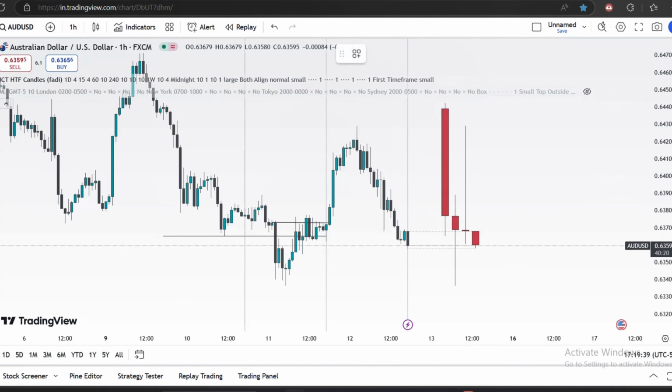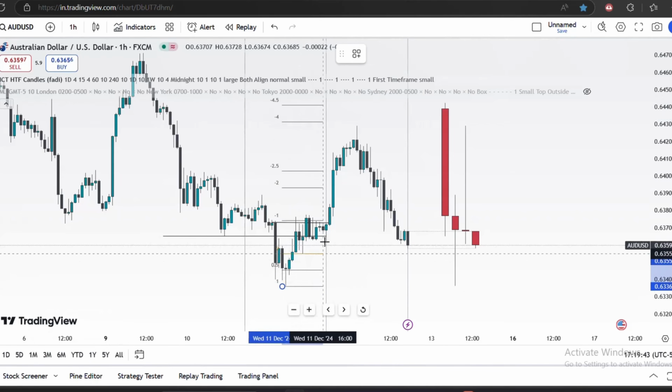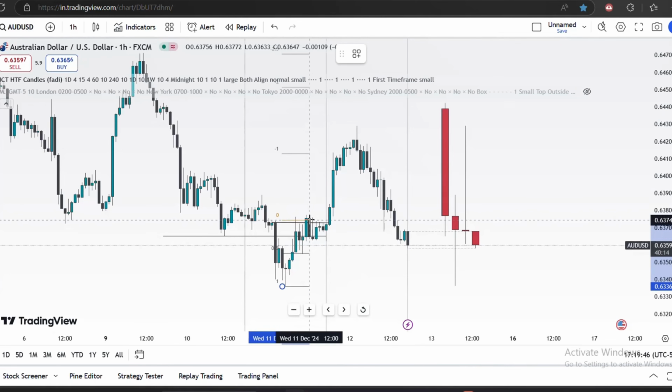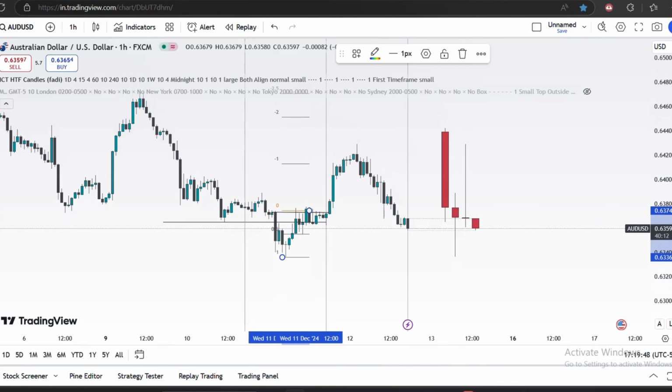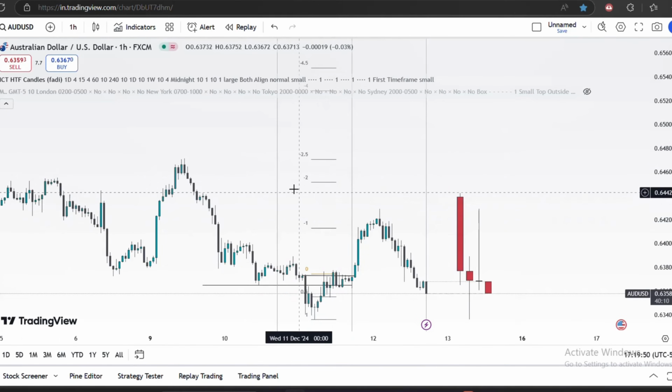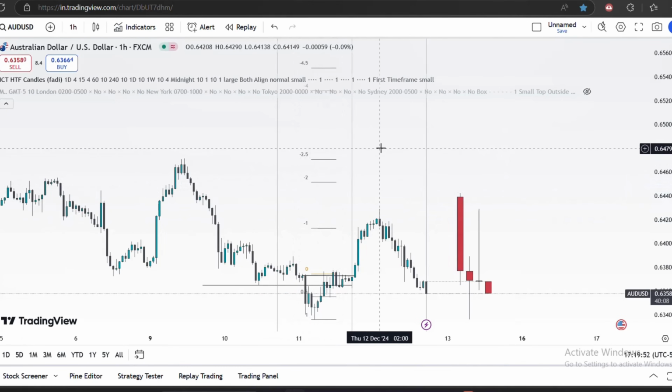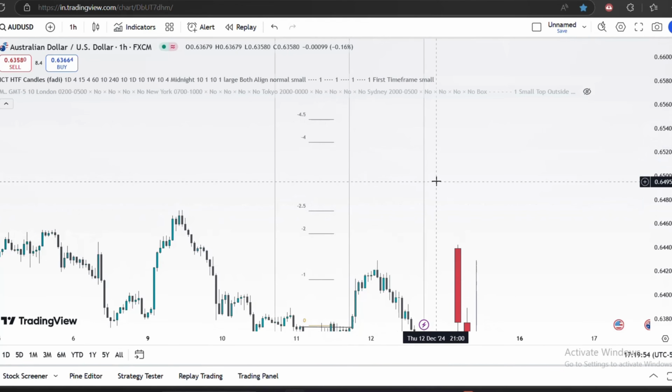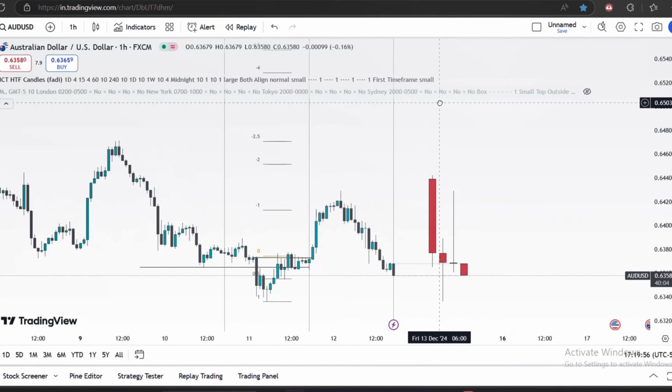I mark the low to the high that produced that low by manipulation. It was this high that produced it. Where will be my target? My first target will be -2 to -2.5. My second target will be -4 to -4.5. After that, what do I look for?